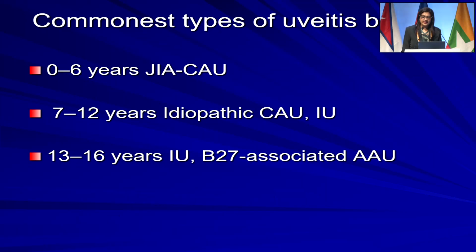The commonest types of uveitis by age: in the early years, it is the JIA, chronic anterior uveitis. In the later years, it is idiopathic chronic anterior uveitis and intermediate uveitis. And in an older age group, it is usually a B27 associated acute anterior uveitis.